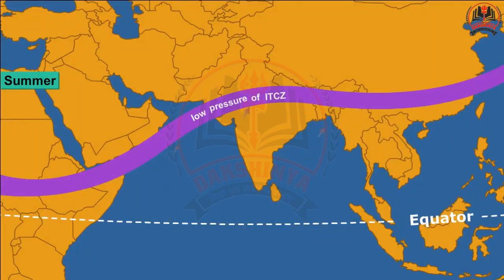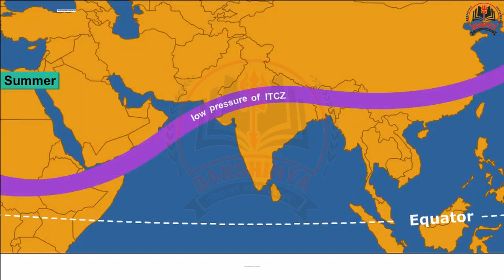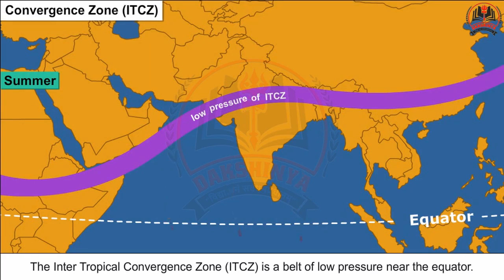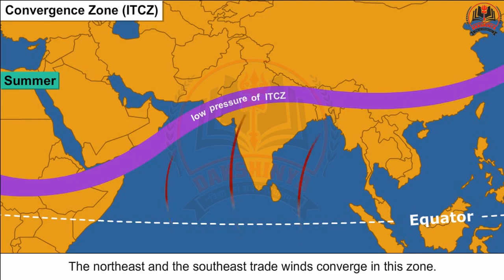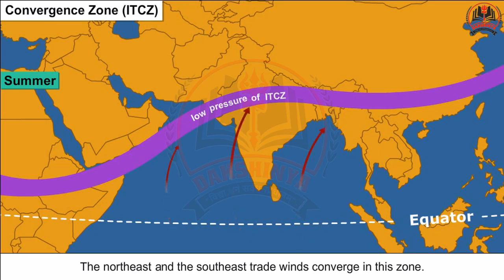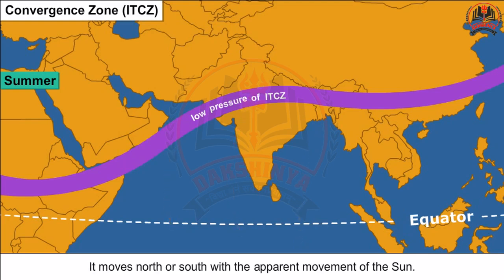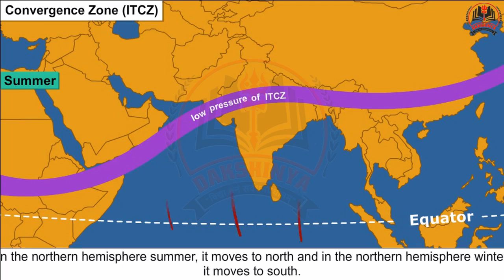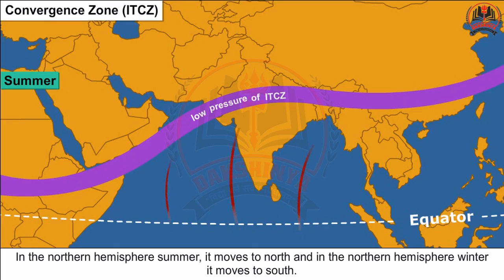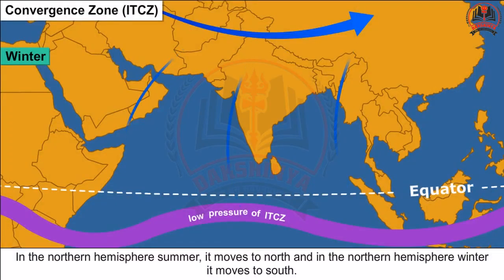Intertropical Convergence Zone, ITCZ. The Intertropical Convergence Zone or ITCZ is a belt of low pressure near the equator. The northeast and the southeast trade winds converge in this zone. It moves north or south with the apparent movement of the sun. In the northern hemisphere summer, it moves to the north, and in the northern hemisphere winter, it moves to the south.